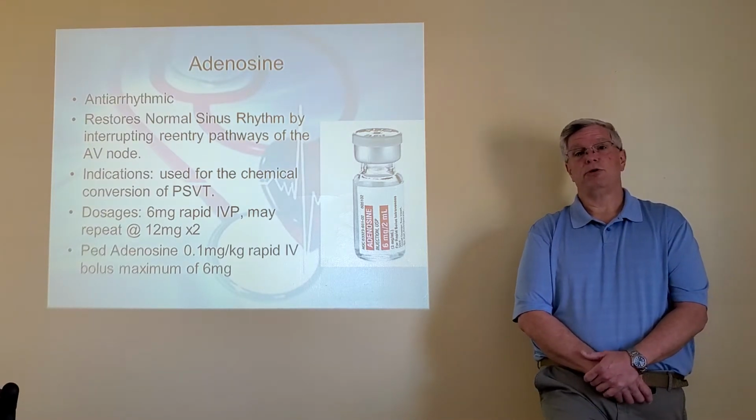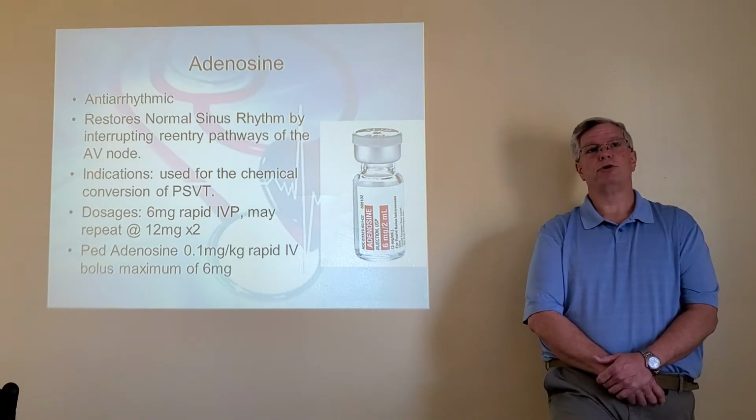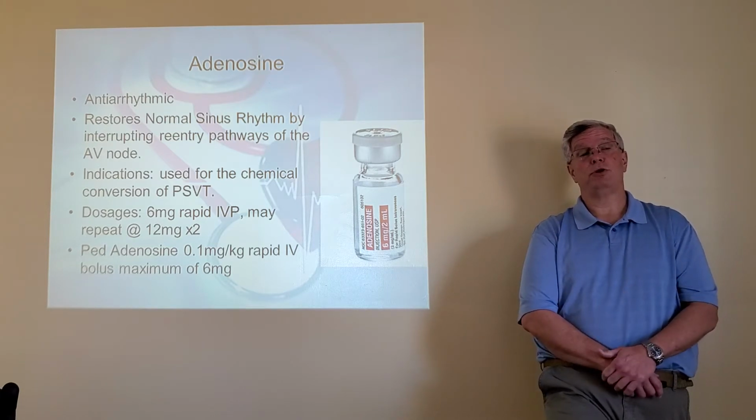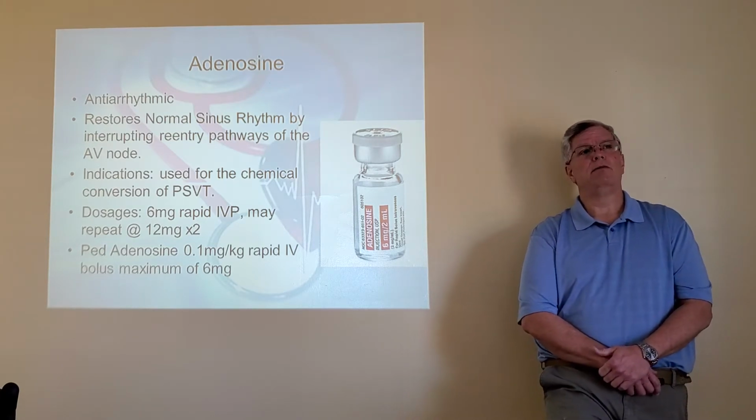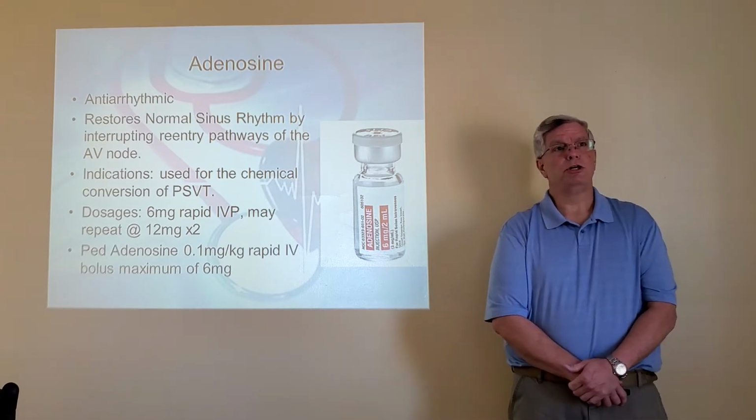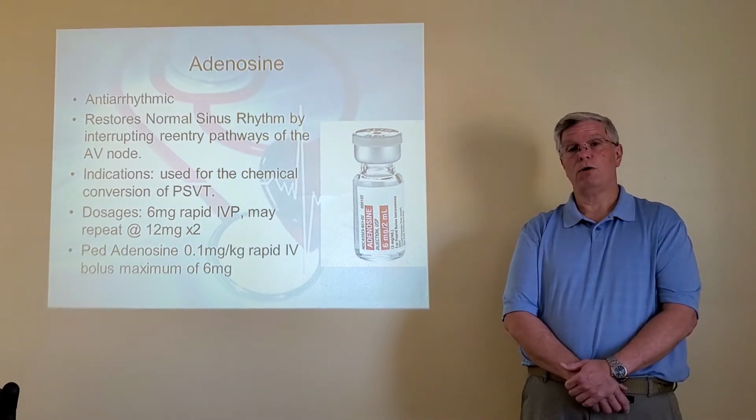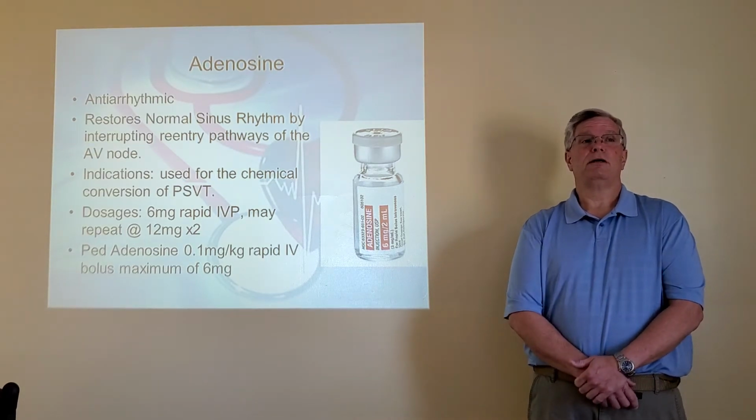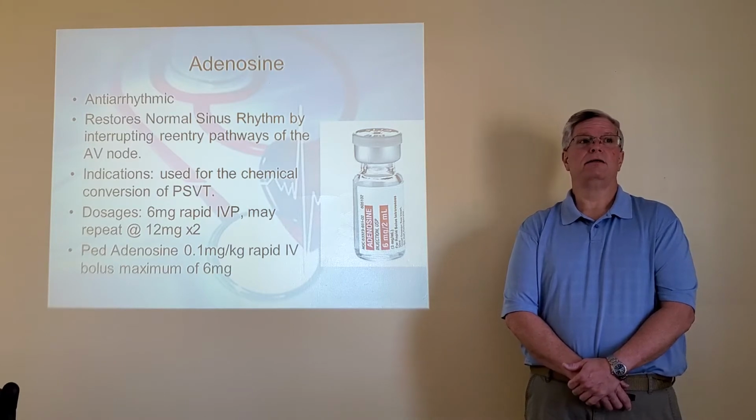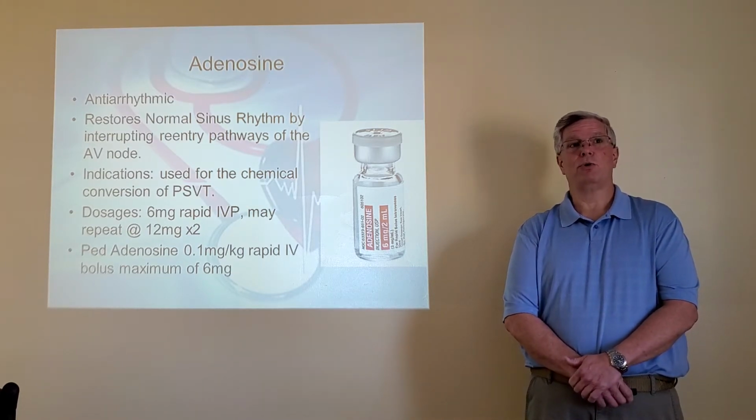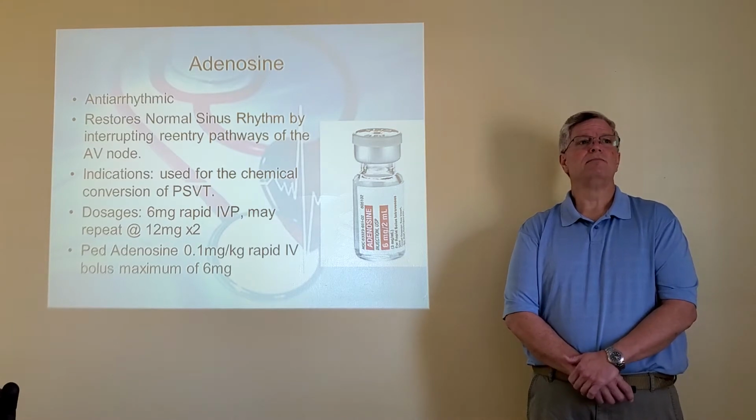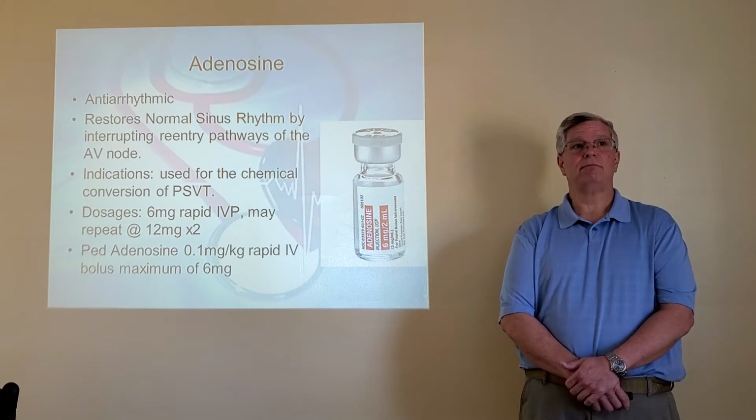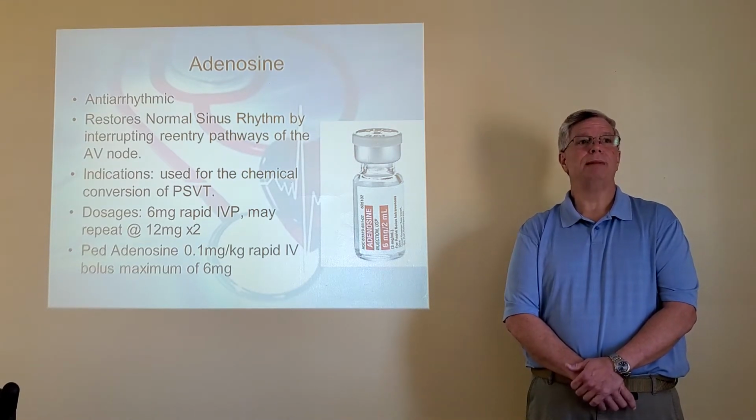takes two people really to push this. Person pushing the adenosine, they push it hard. You clamp the tube so it doesn't come back up in the tube of the IV. So you push the 6 milligrams real hard, and as soon as you push it, your partner pushes a flush right behind it, because it has a very short life. Pediatrics 0.1 milligrams per kilogram IV, max is 6.